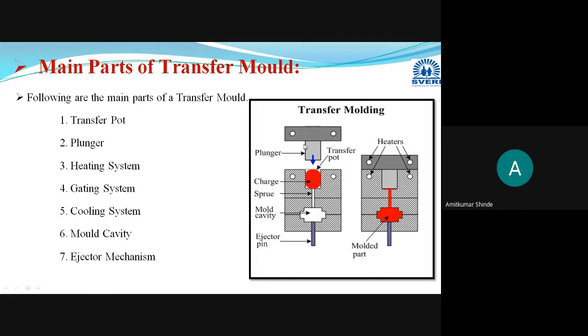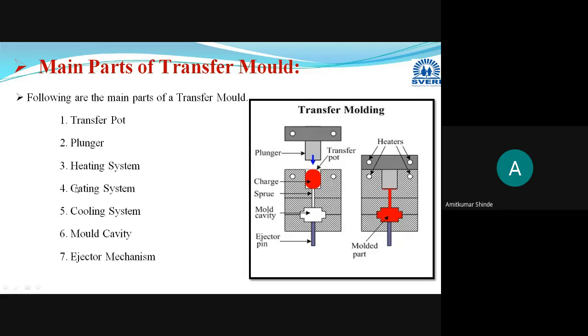The plunger also may be of a rectangular, square, or cylindrical shape. Basically we use the cylindrical or rounded shape. The plunger is the second part. Now this plunger applies pressure on the charge or preform, and transfers it from the transfer pot to the actual mold cavity.